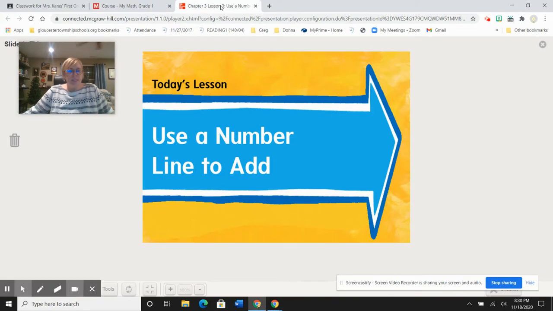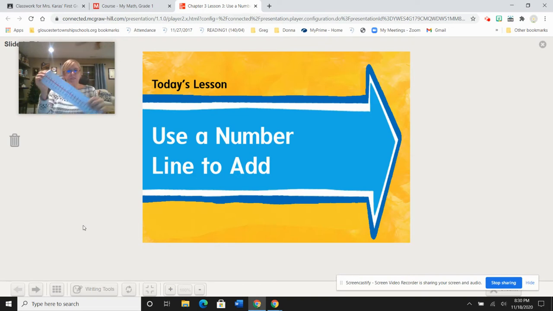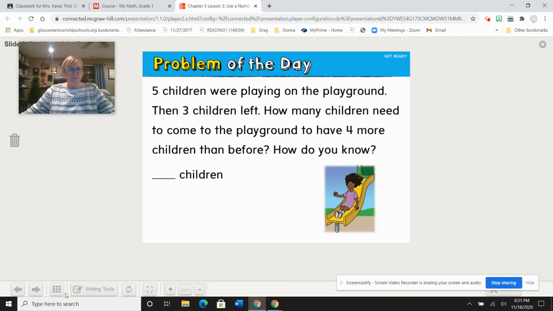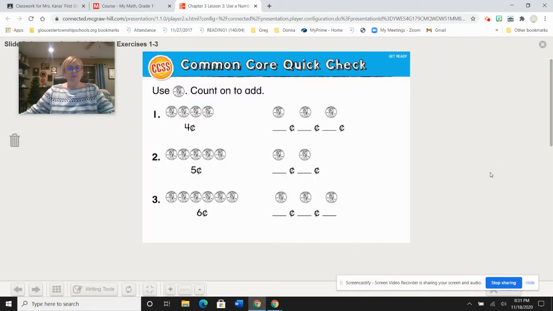Okay, so today's lesson is going to be to use a number line to add. All right, so let's first think, what do you think a number line is? That's right, we made one, right? It is this line with the numbers in order. Very good. Okay. We're going to continue to work on answering our essential question of how do I use strategies to add numbers? So let's start with this math today.